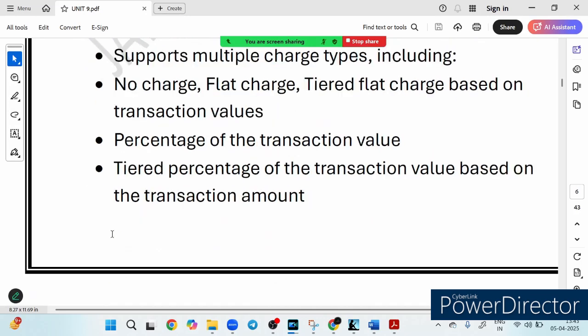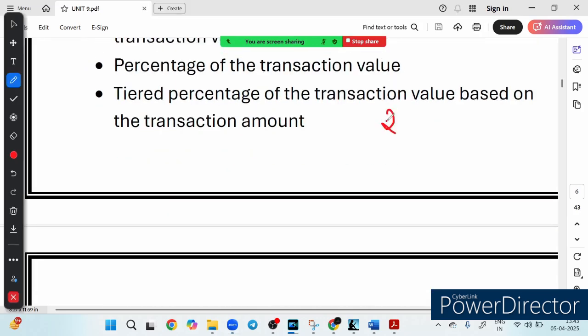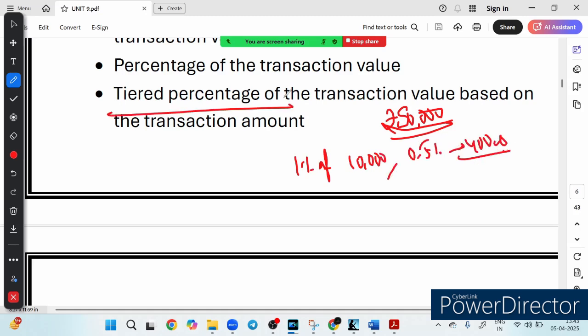So charges have different types. That is called tiered percentage. Let's say you transfer rupees 50,000. The bank may charge 1% of the first 10,000, and 0.5% on the next 40,000. So this is called tiered percentage, right?